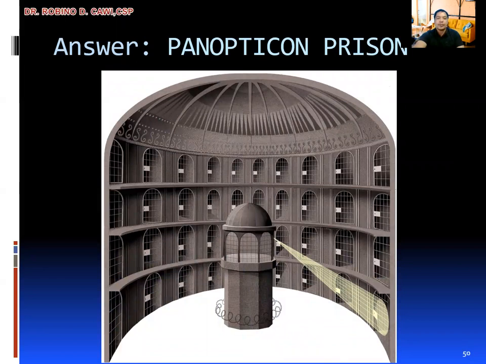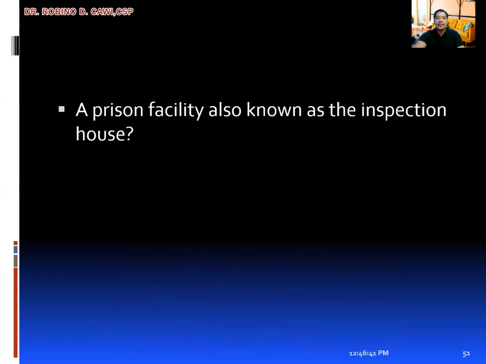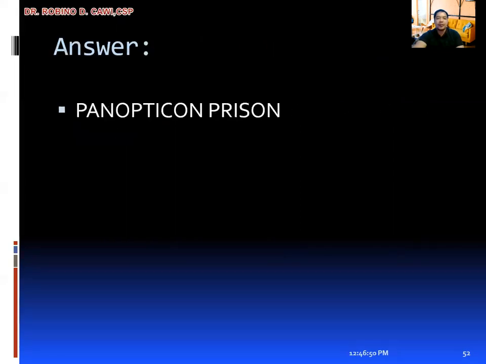Another question that is associated with this Panopticon prison is this. It is a prison facility which is also known as the inspection house. Again, the answer for this particular question is the Panopticon prison. The reason why it is called an inspection house, as we have made mention earlier, is that the prison guards have the ability to see the ongoing activities of the inmates while they are in their individual cells.